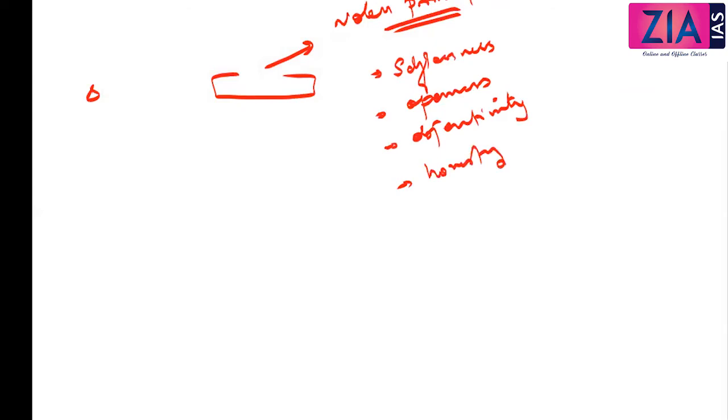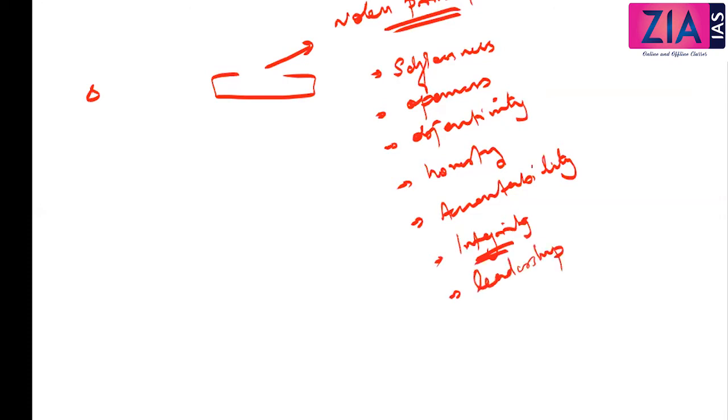Then accountability. Accountability means answerability. And then integrity. Integrity means doing what you say, an extreme and consistent level of honesty. And then leadership: you have to lead from the front. So these are the Nolan principles.